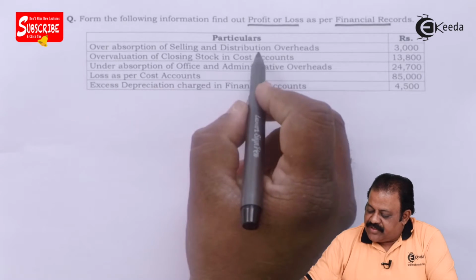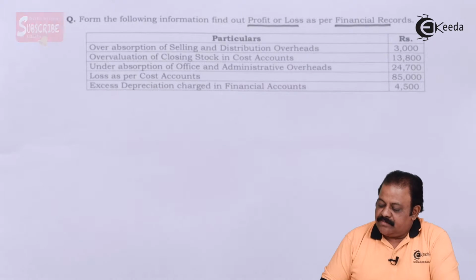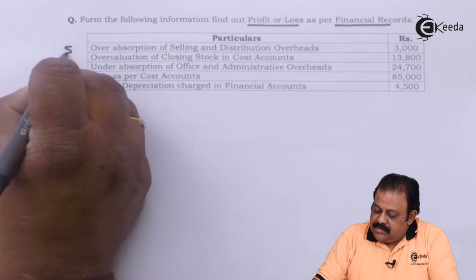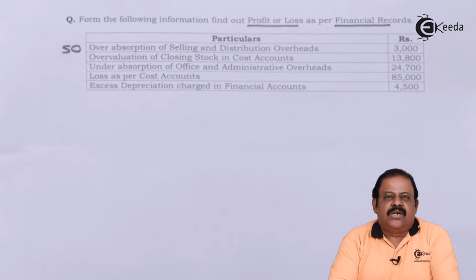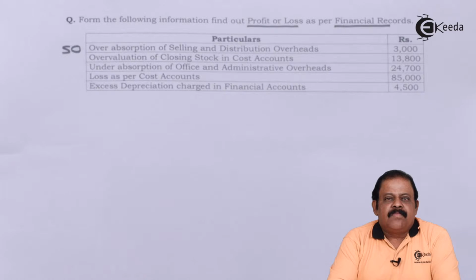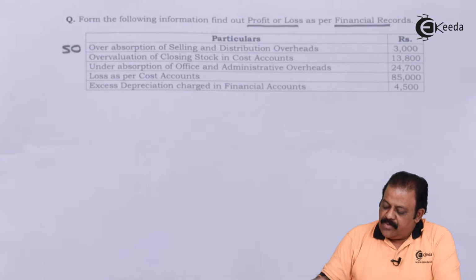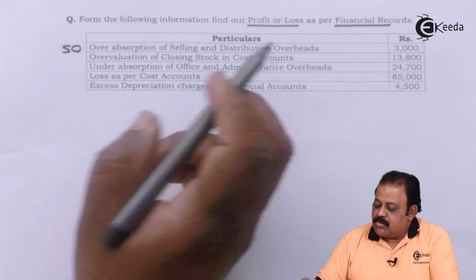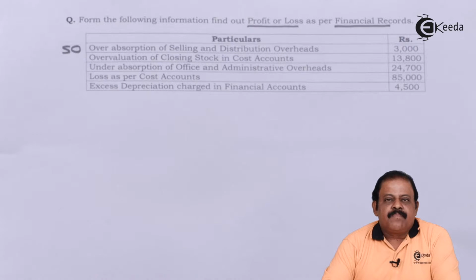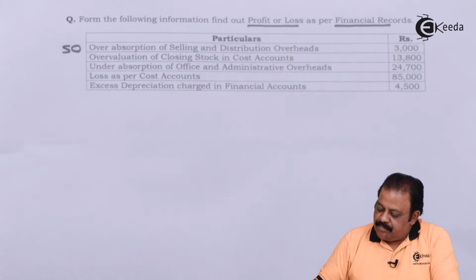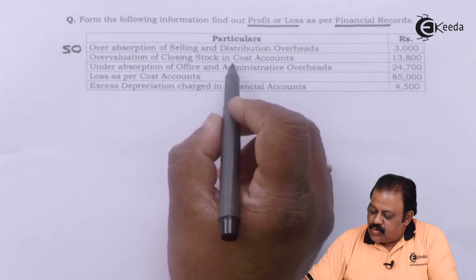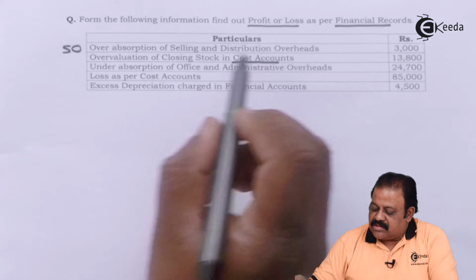Over absorption of selling and distribution overheads. Here the word absorption is used in relation to the cost book. Over absorption of selling and distribution overheads 3000 means in cost book we have taken selling overheads 3000 more than financial book. Overvaluation of closing stock in cost account.